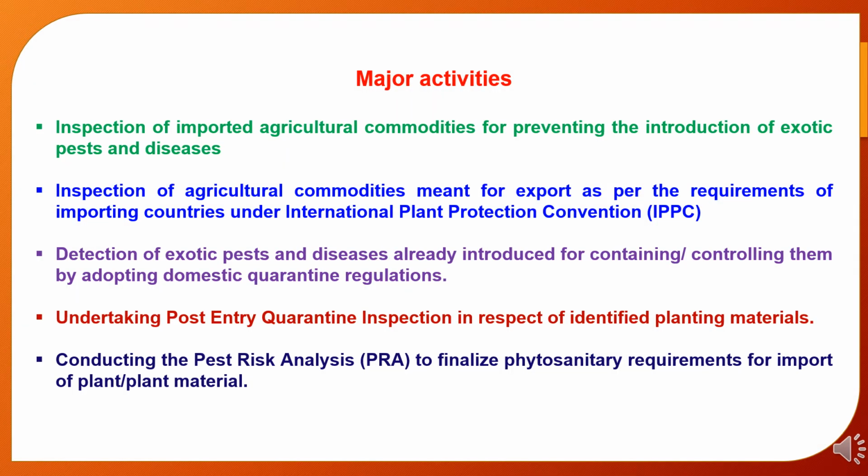Major activities of the Plant Quarantine Order 2003 can be defined as inspection of imported agriculture commodities for preventing the introduction of exotic pests and diseases, inspection of agriculture commodities meant for export as per the requirements of importing countries under the International Plant Protection Convention, detection of exotic pests and diseases already introduced for containing or controlling them by adopting domestic quarantine regulations, undertaking post-entry quarantine inspection in respect of identified planting materials, and conducting pest risk analysis to finalize phytosanitary requirements for import of plant and plant material.